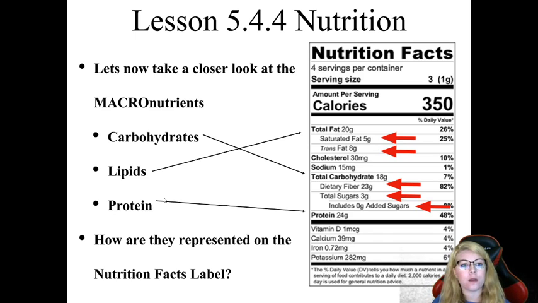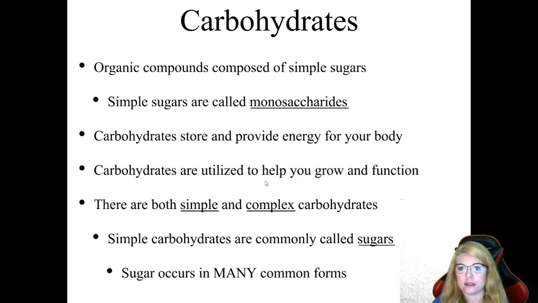All right, so now let's take a closer look at the macronutrients of carbs, lipids, and proteins. We're going to be focusing on carbohydrates in this video, okay? But as you can see, the macronutrients are represented, as we said, on the nutrition facts label, but there's also some other things underneath some of them. There's nothing underneath protein, but you see under total carbohydrates, for example, we have dietary fiber, total sugars, and added sugars. And under fats, we have saturated fat and trans fat. And so we're going to be looking at how these different things are represented on the nutrition facts label.